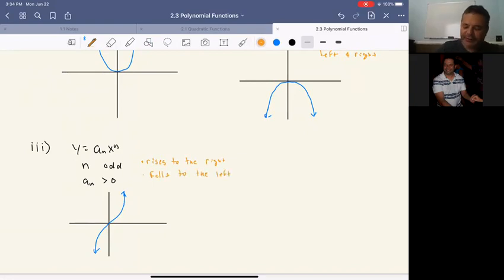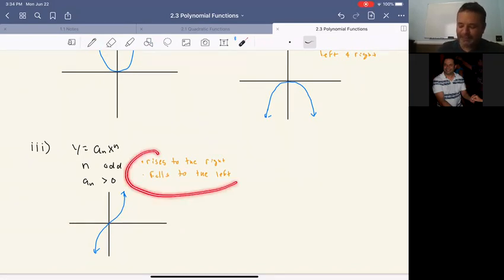And this example can show why I don't like this language. Because, to be honest, I like to think about increasing and decreasing as you move from left to right. So I would say that this is increasing from the left and then increasing to the right. That's what I would choose as the language, but I didn't write the program.